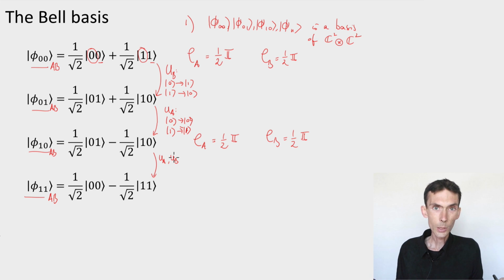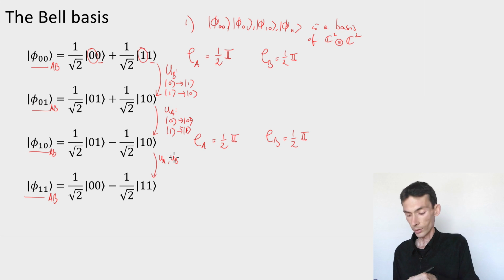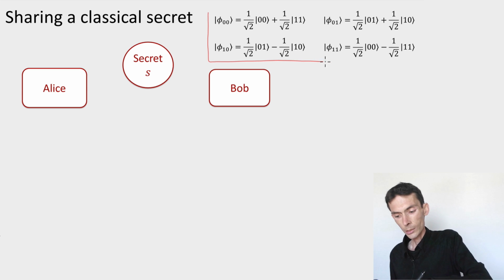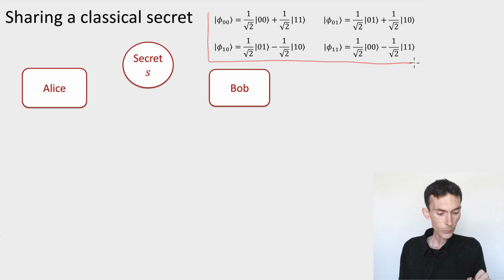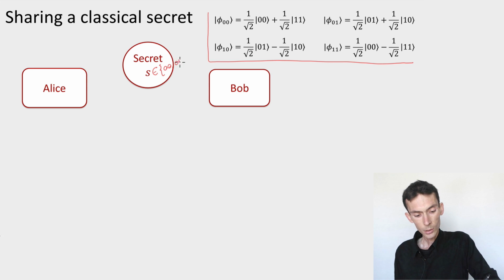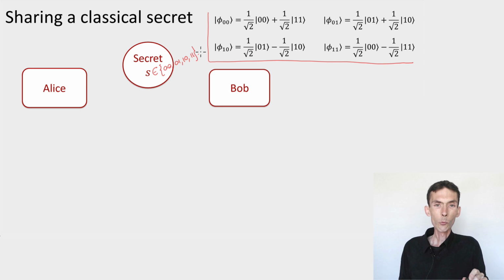Now let's use this basis to construct a secret sharing scheme. So I put the Bell basis for you in the upper right here so that you can keep it in mind. And now we're back to sharing our secret. Let's be more ambitious than the first time round. Let's try to share a 2-bit secret now. So S will be 00, 01, 10, or 11. And we're going to share this classical secret using entangled states.